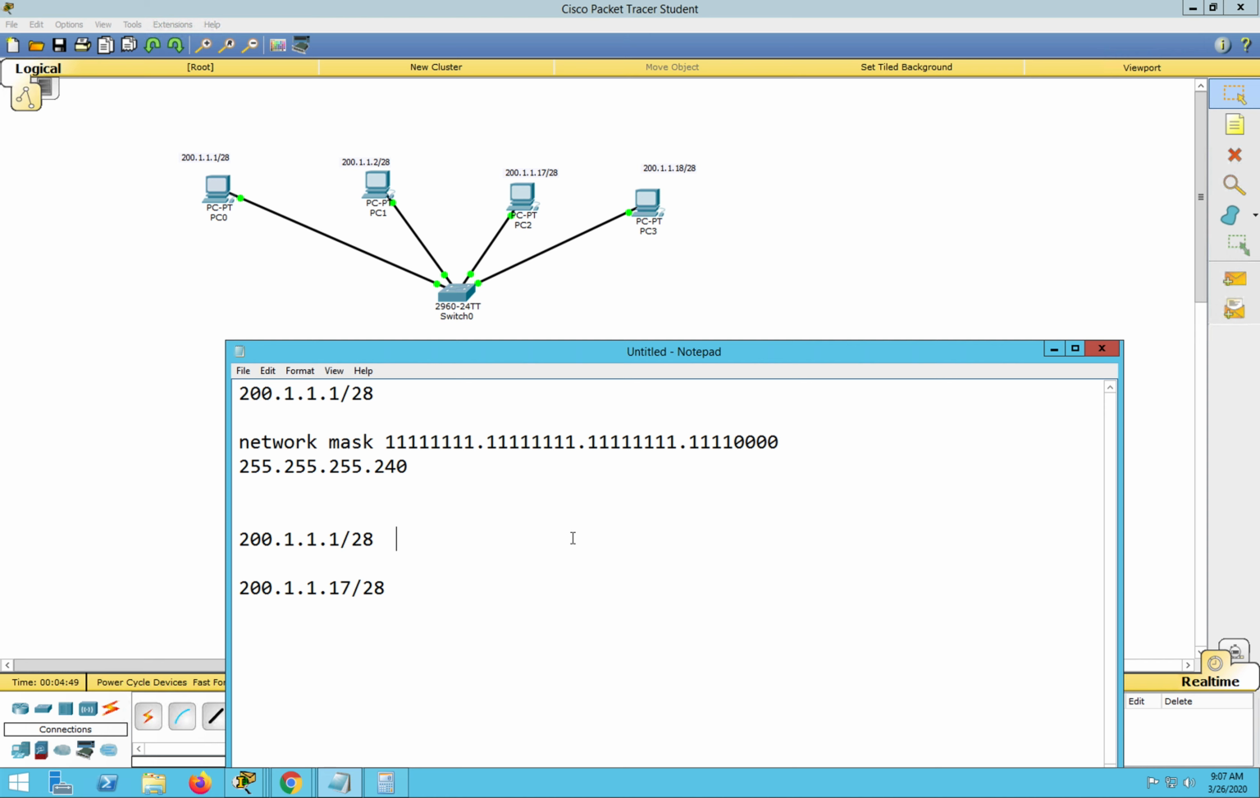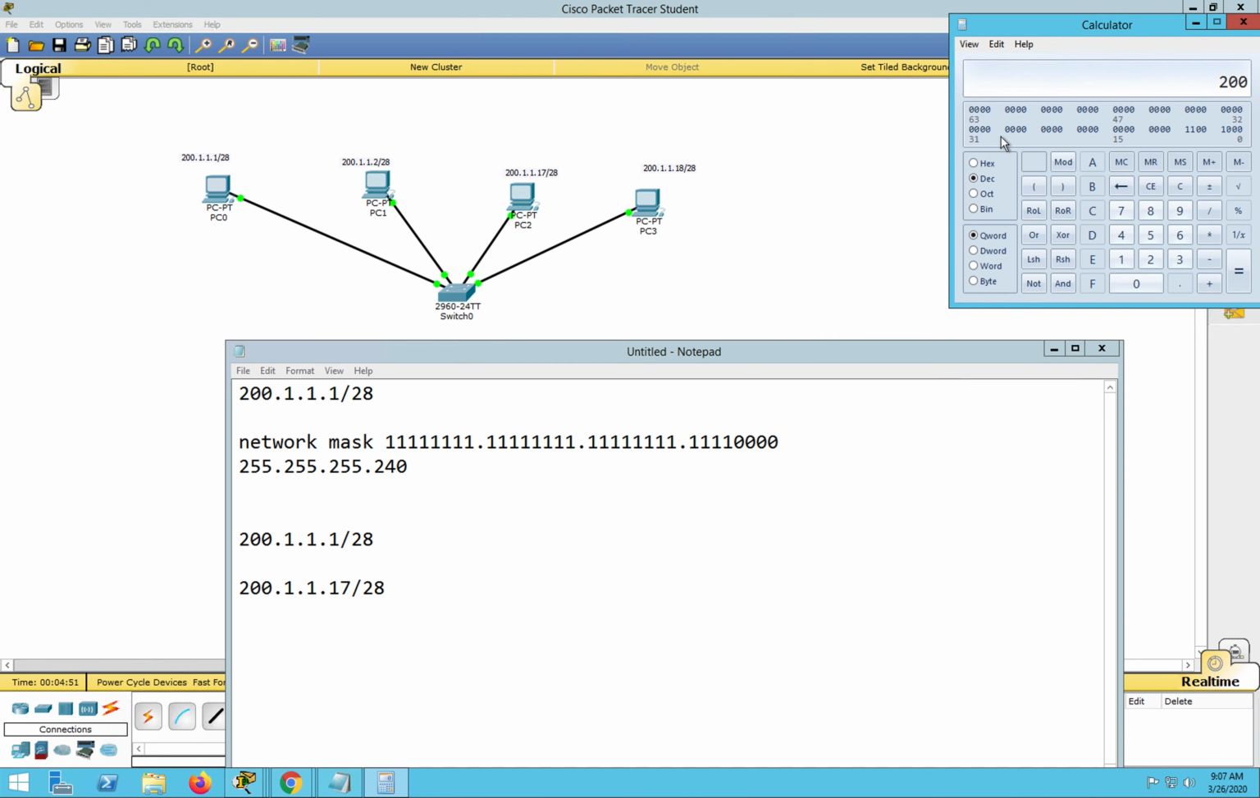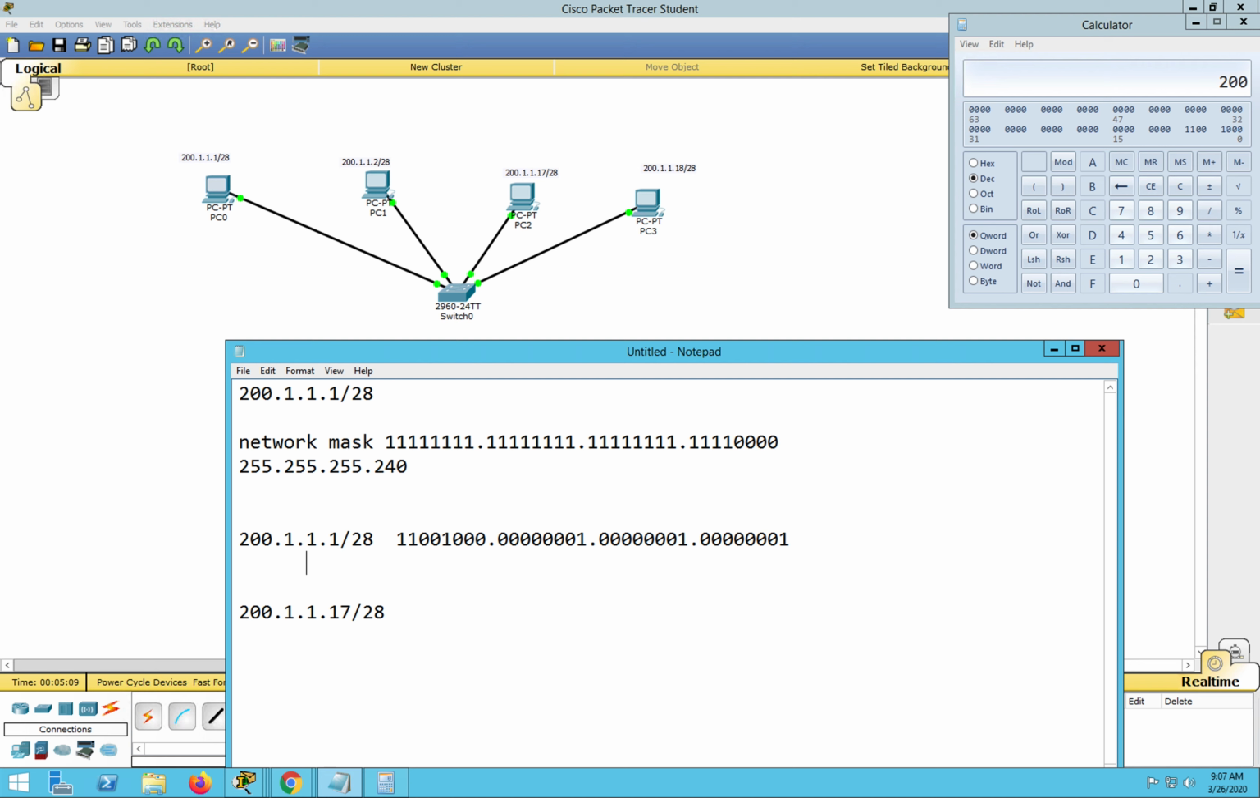Once again, 200. Now I guess I shouldn't have erased everything, because it could have saved me a second. So 11001000 00000001 00000001 00000001, and of course that is a /28. So we're talking a bunch of ones here, a bunch of ones here, a bunch of ones here, and 1, 2, 3, 4 ones right here. And then the rest of it is the host.